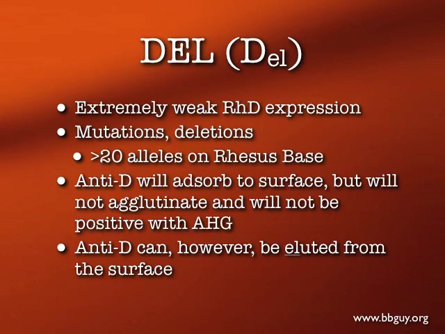A quick word on a couple of different D variants, such as DEL. Some people call it DEL, other people still call it D sub EL. The EL stands for elution. Basically, it's an extreme form of weak D expression caused by different mutations and deletions. It's a scenario where the person really is D positive, but you can't tell that they're D positive with our routine testing, only by eluting it from the surface.